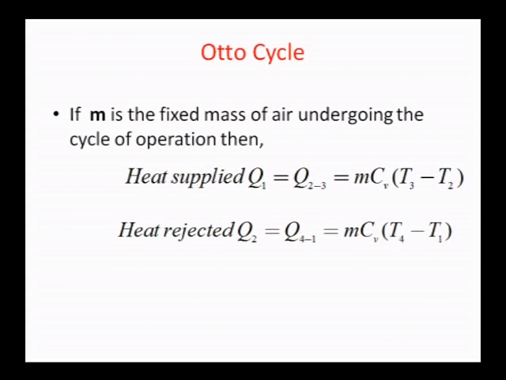So, these two, Q1 and Q2, are required in order to find the efficiency of the air standard cycle, because the efficiency is the ratio of work done divided by heat supplied. Work done is heat supplied minus heat rejected. So, therefore, heat supplied and heat rejected should be known. Q1 is m Cv (T3 minus T2) and heat rejected Q2 is m Cv (T4 minus T1).